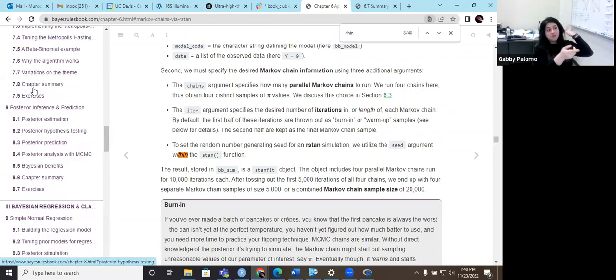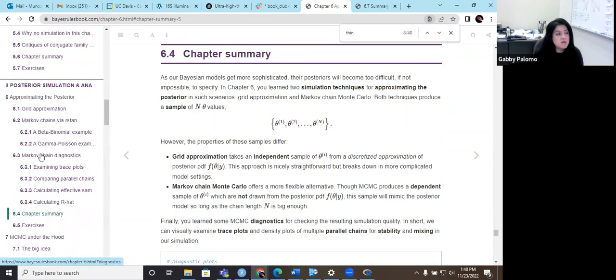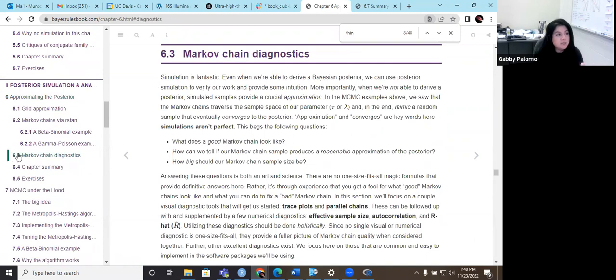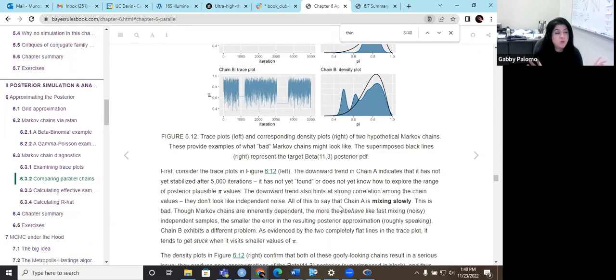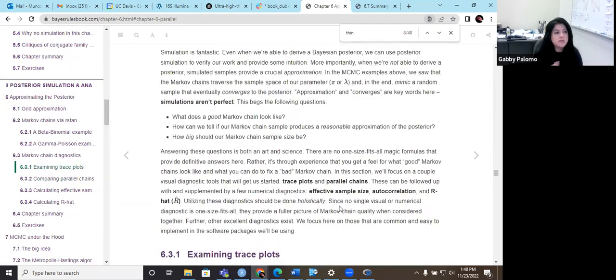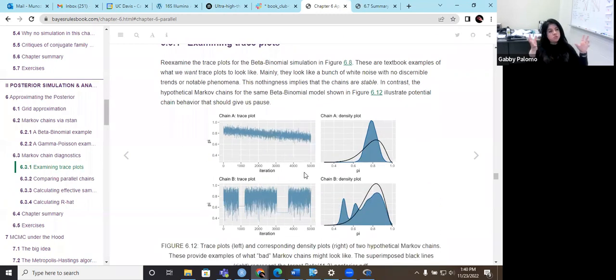Because I don't know if they're gonna get into that later on, but they sort of tell you, these are the tests that you can do to see if your chains behaved well. They don't tell you what to do if they don't. At least I don't know if they did. I don't remember. I read this the weekend. So when we have issues with convergence, right?